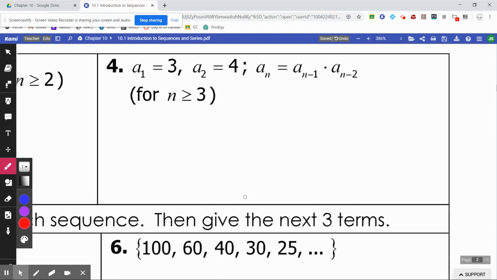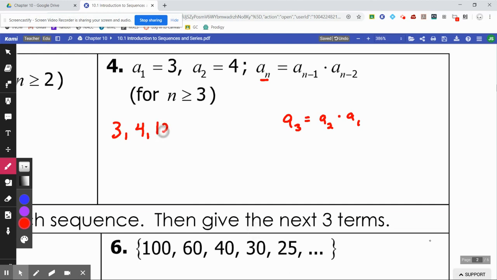Number 4. Now this one's a little bit different. We're going to say a of 1, our first term is 3, our second term is 4. To find the next term in the sequence, to find a of 3, you're going to do a of 3 minus 1, which would be a of 2, times a of 3 minus 2, which is a of 1. So to find the third term, you're going to multiply the second and first term.